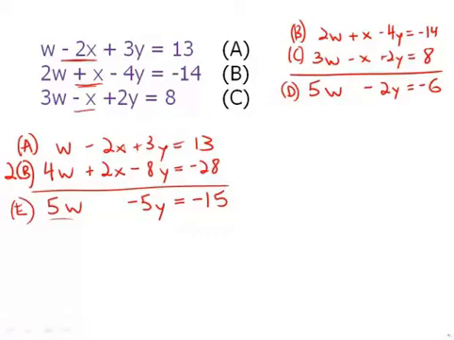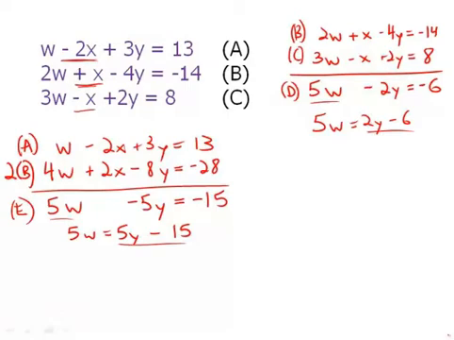I notice I have a 5w here and a 5w here. Wow, those are kind of screaming out to me now. Can I just solve for 5w in both of these equations? 5w equals 2y minus 6. 5w equals 5y minus 15. So if these two things both equal 5w, they must be equal to each other. This is an example of substitution. We're going to set these equal: 5y minus 15 equals 2y minus 6.